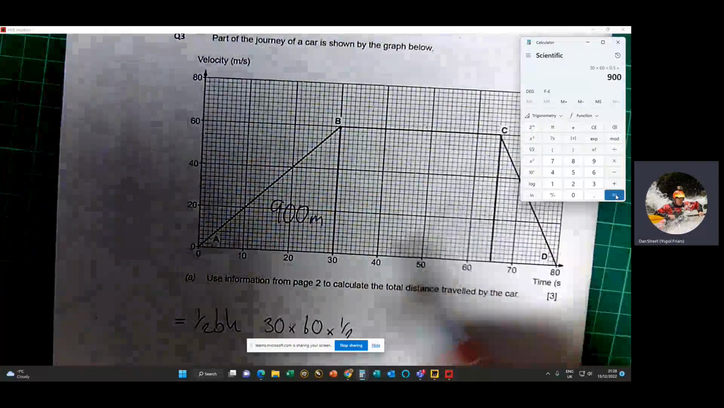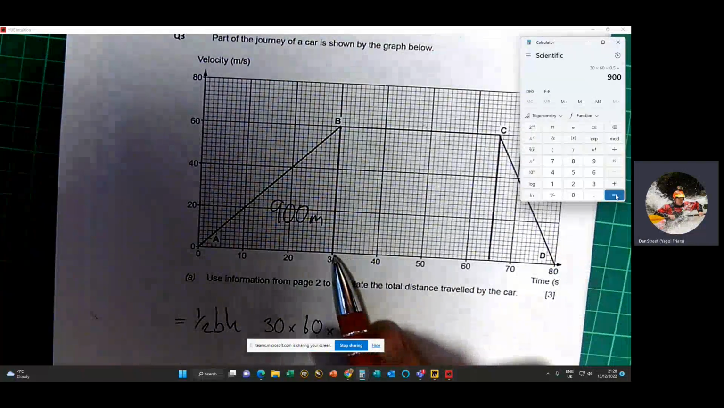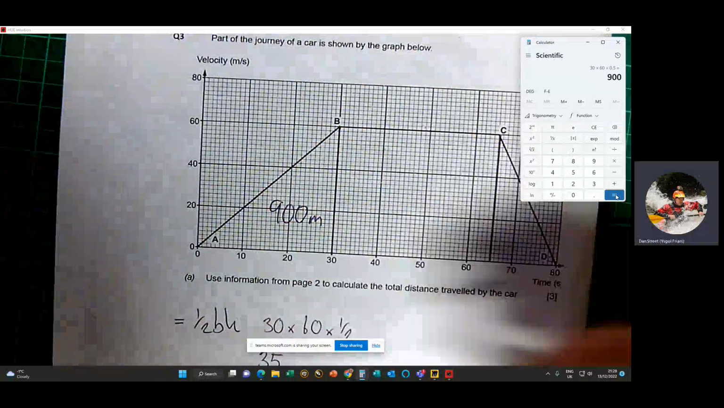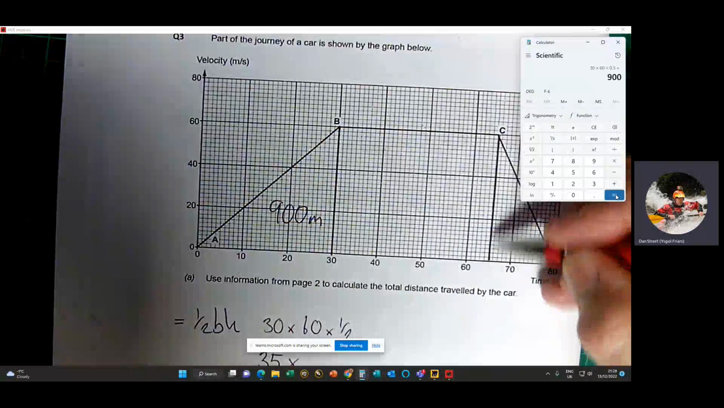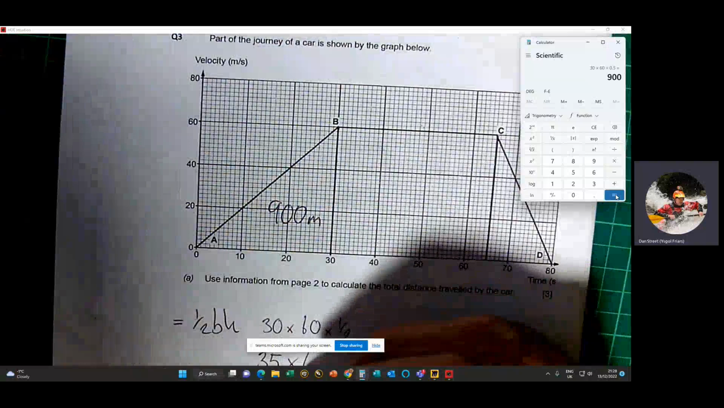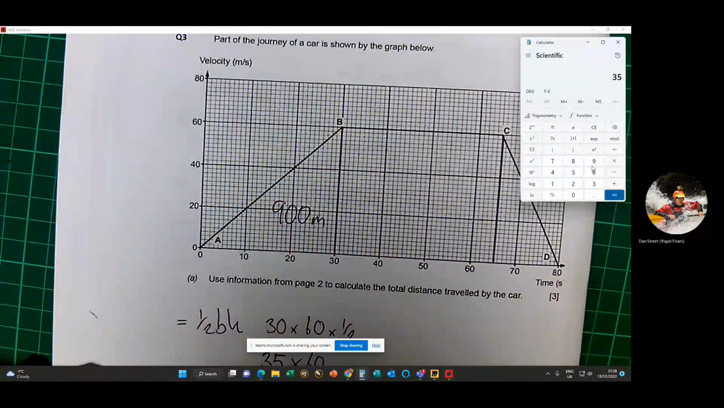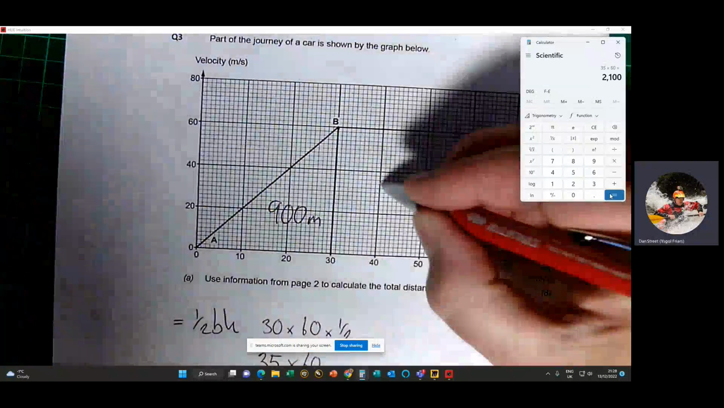We stick to the same ideas. So we've got from 30 there to 65, so that is obviously 35 seconds times the height, which again is 60. So 35 times 60 is 2,100.